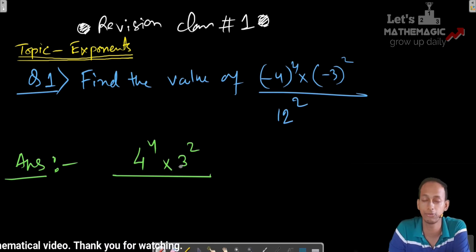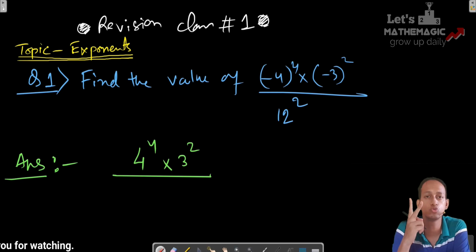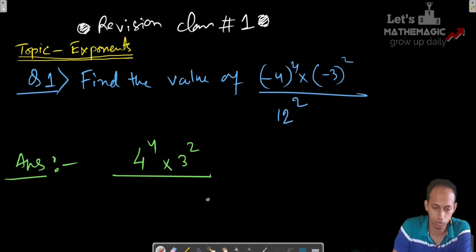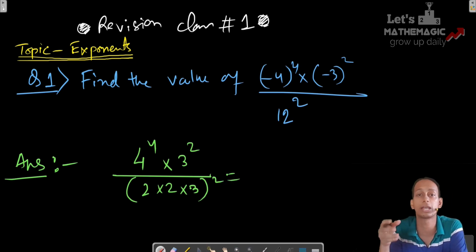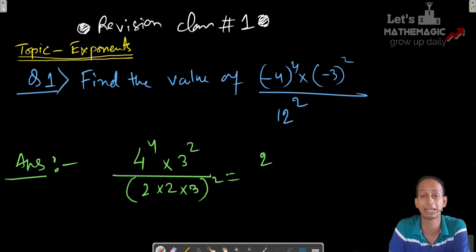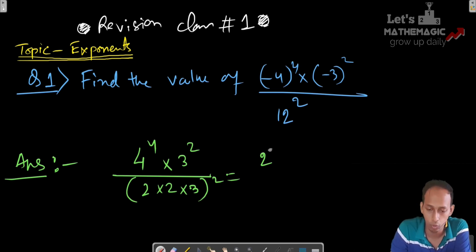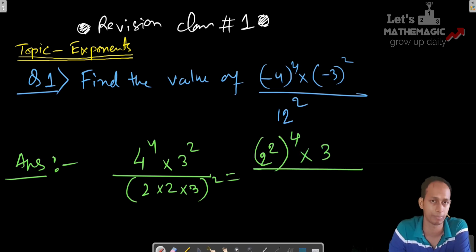If we prime factorize 12, we get 2, 2 and 3. So we will write 2 into 2 into 3 in the place of 12, and the power will be exactly the same, that is 2. In the next step, as it is 4 to the power 4, and 4 is not in the form of an exponent because 4 can be broken once again, it can be written as 2 square. So I'm replacing 4 by 2 square and the power 4 remains, and 3 square stays 3 square because the base is already a prime. The base should be a prime in an exponent form, okay?